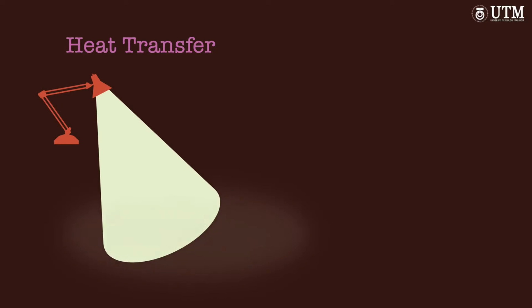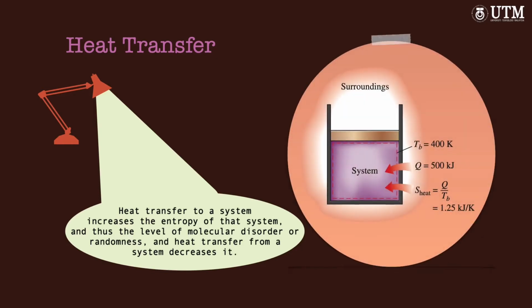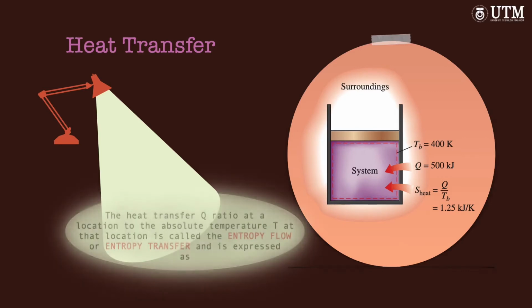Heat transfer to a system increases the entropy of that system, and thus the level of molecular disorder or randomness, and heat transfer from a system decreases it. The ratio of the heat transfer at a location to the absolute temperature at that location is called the entropy flow or entropy transfer. It is expressed as in the given form.